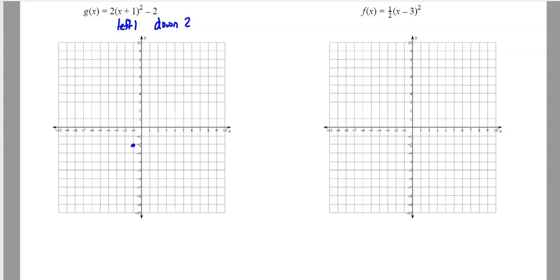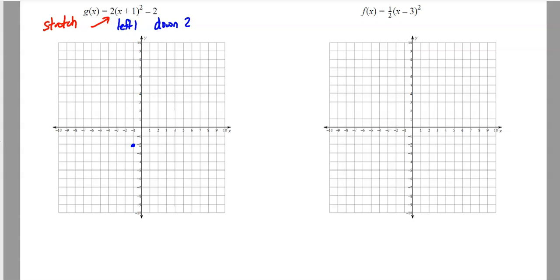Now, this number in the front, that's going to stretch it. All right, that's going to stretch my y value. So it's going to be kind of skinny. It's going to be a skinny parabola. And I'll show you what I mean.